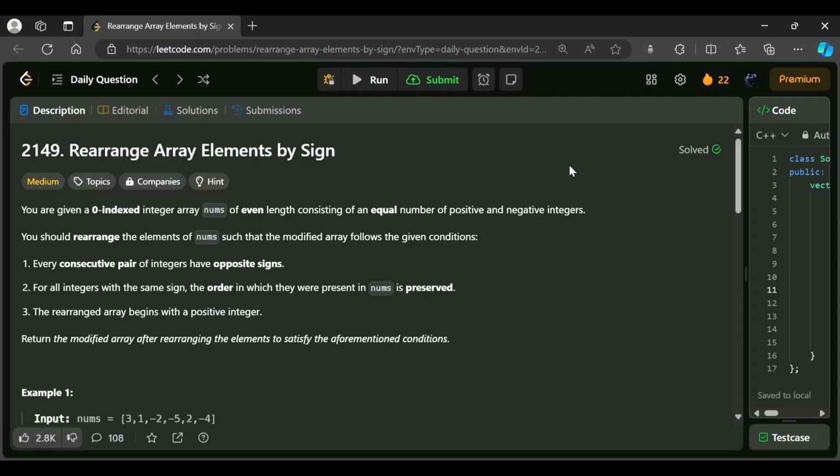Hello guys, so the problem is Rearrange Array Elements by Sign. The problem number is 2149 and it is a medium level problem. You may have learned the statement of the problem before, but I will also try to explain it, right?